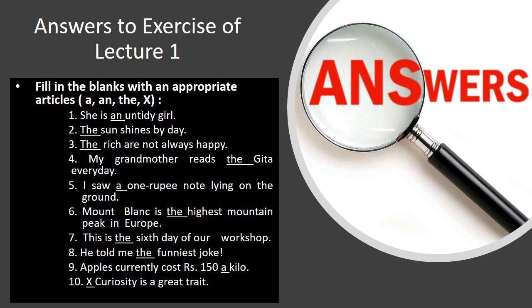Number 9, apples currently cost rupees 150 a kilo, means per kilo. Number 10, dash curiosity is a great trait. Now curiosity is an abstract noun, and in the last slide in the previous video we have learned that no article is required before abstract nouns. So here we have put a cross.